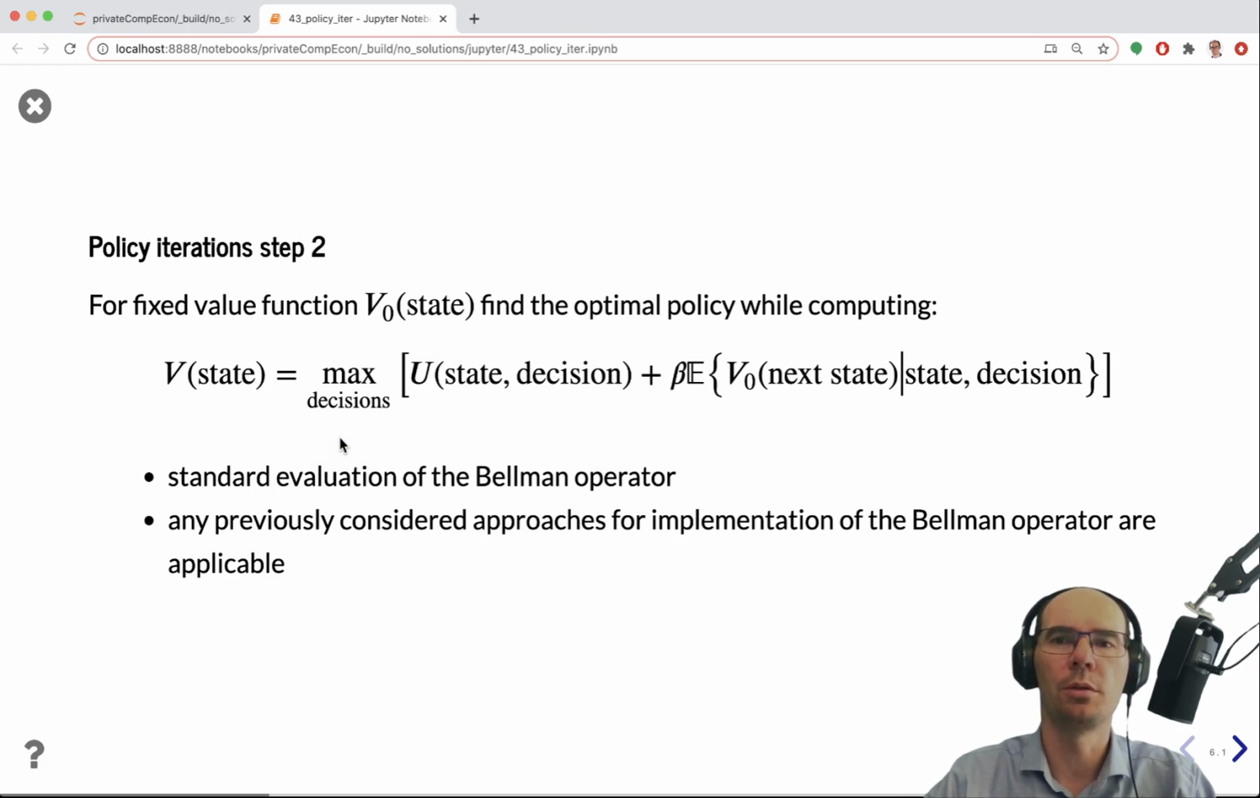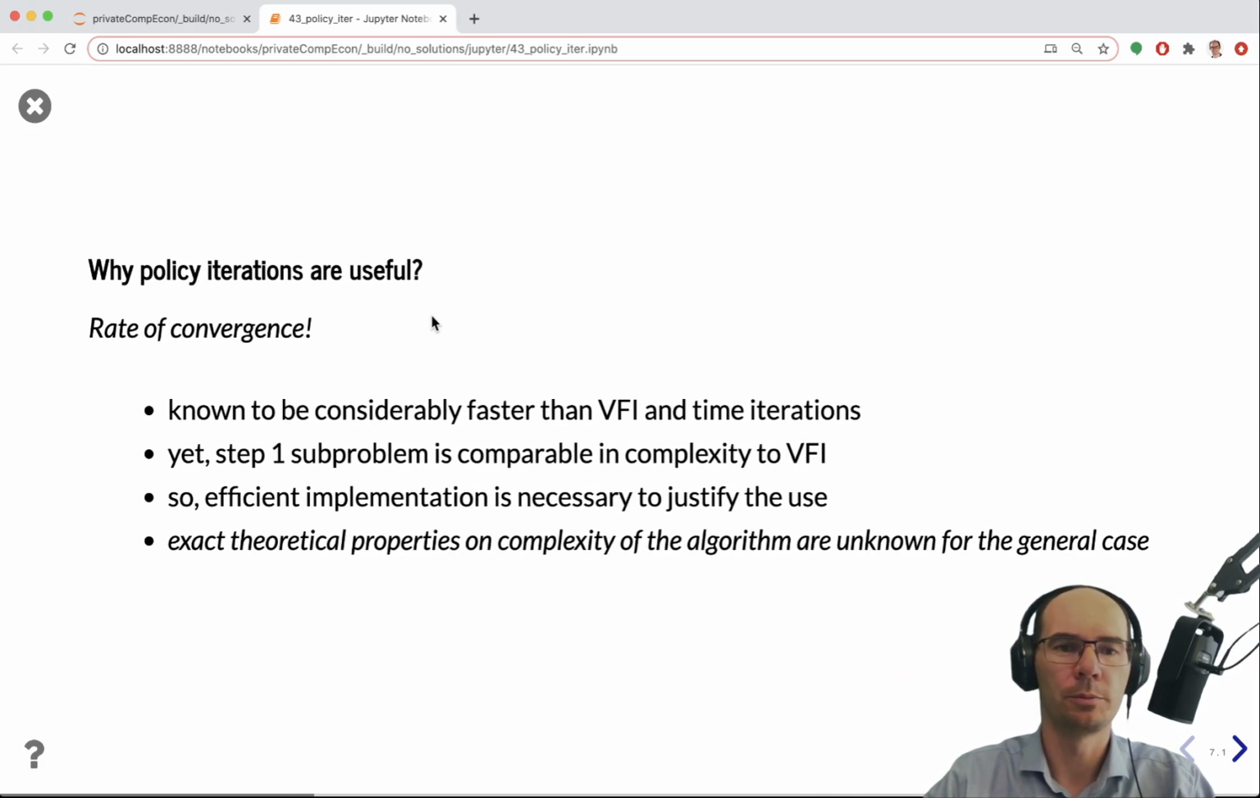But even though there is more work to do, policy iteration is very useful. So why is it useful? Well, it converges much faster. Unfortunately, in general it's not known how much faster, but it's somewhere in between the convergence of the value function iterations and Newton-Kantorovich, which we will look at in the next video. That's because the step one subproblem is comparable in complexity to the value function iterations, and so you have to have a really efficient implementation, as I already said.